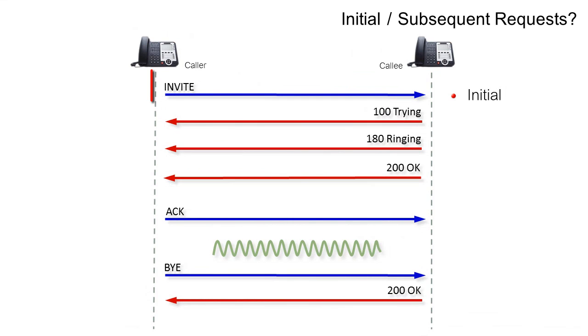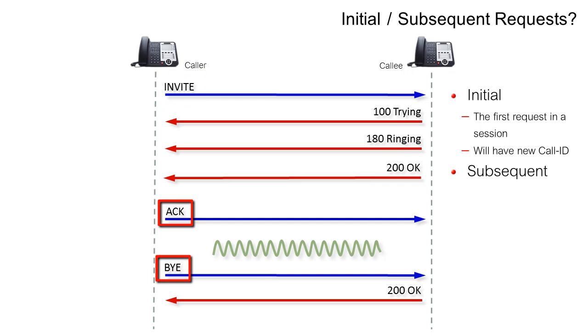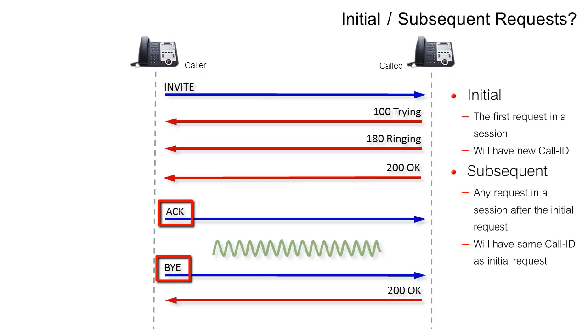An initial request is the first request in a call or a session. Initial requests always have a new call ID not seen before. A subsequent request, on the other hand, is simply any request in a call or session that follows the initial request. It will, of course, have the same call ID as the initial request.